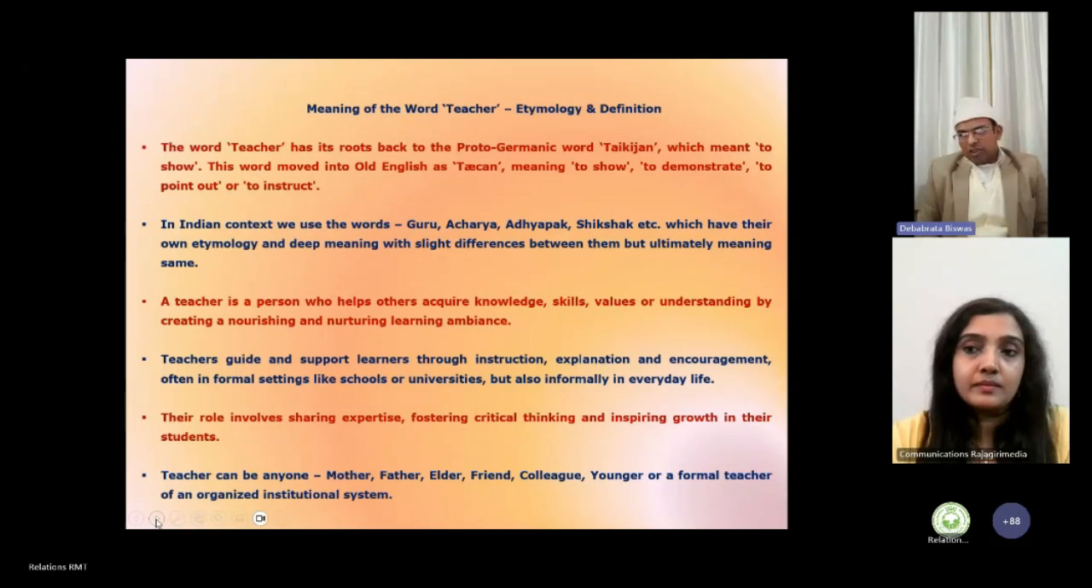And what he demonstrates, what he shows, any knowledge, any skill, any value, any technicality which he is going to impart. Here we will emphasize on the word demonstrate. It will be very helpful in our next few slides when we will discuss about the qualities of a holistic teacher. So remember this word demonstrate. So in Indian context, we know Guru, Guruji, Acharya, Adhyapak, Shikshak, even our parents are also our Guru.